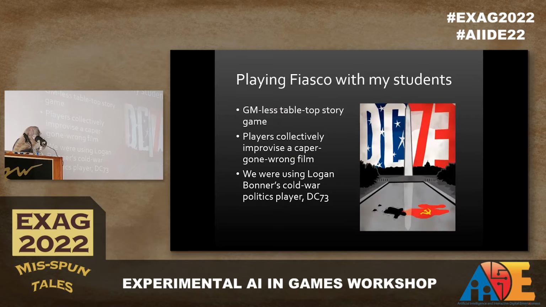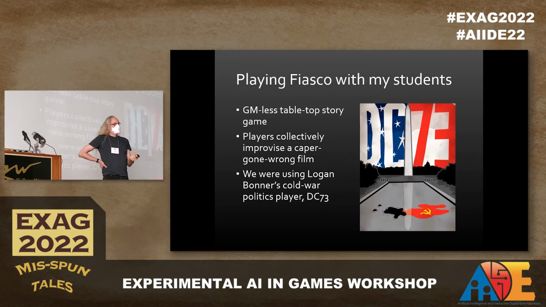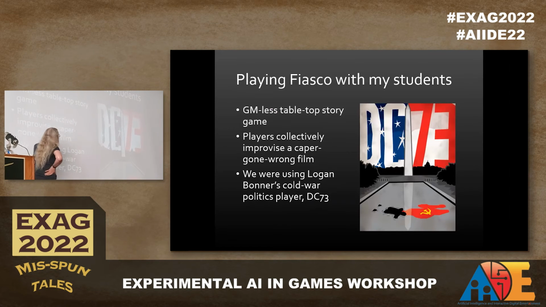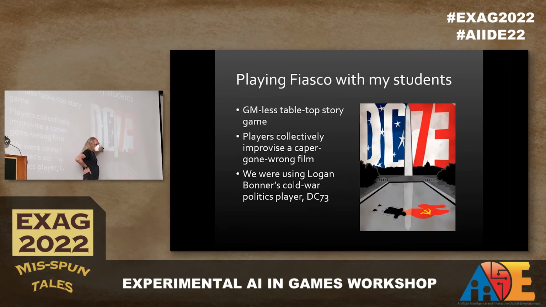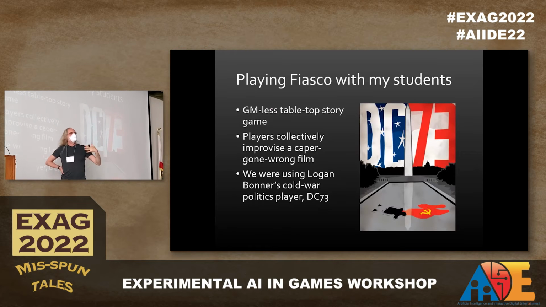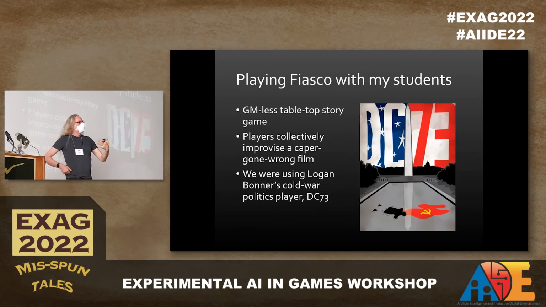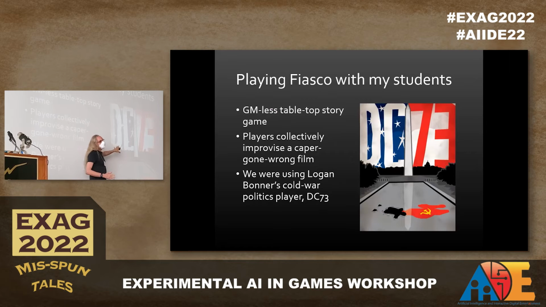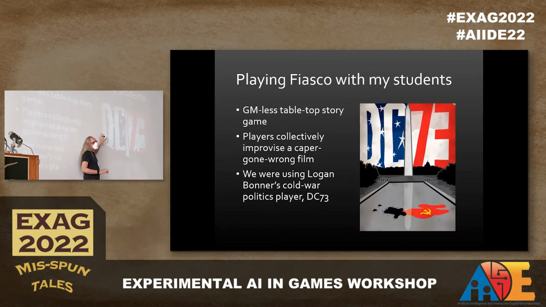And I now want to pause for a moment and talk about a game of Fiasco that I played with my students a few years ago. So we were playing the DC-73 play set. Fiasco is a tabletop role-playing game. It's an improvisational game where you improvise a Coen Brothers style caper gone wrong film. And this was about politicians and spies and so on during the Cold War.